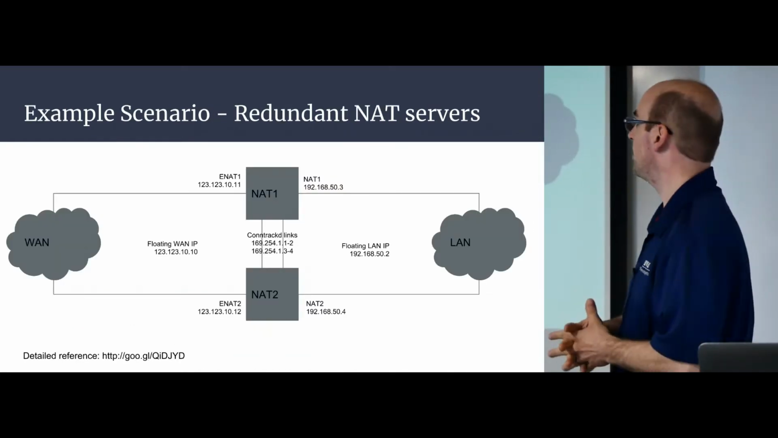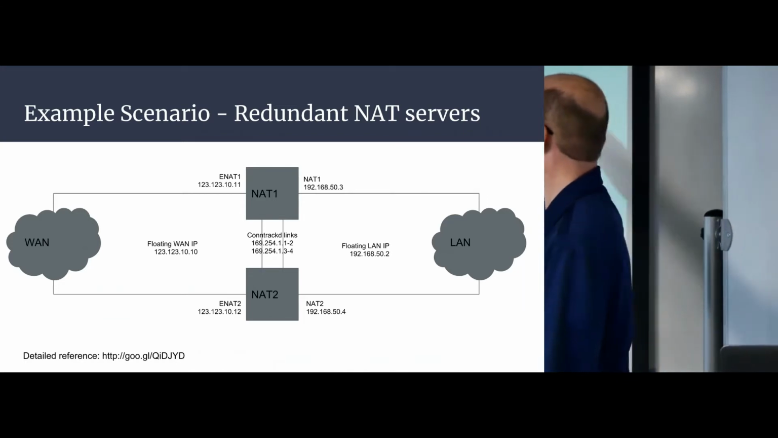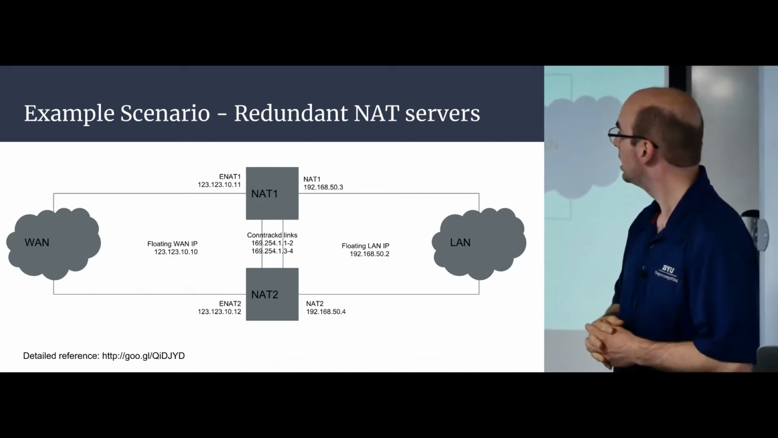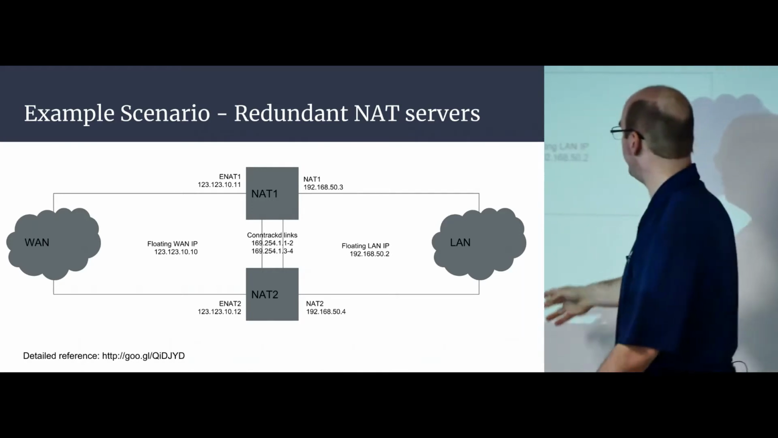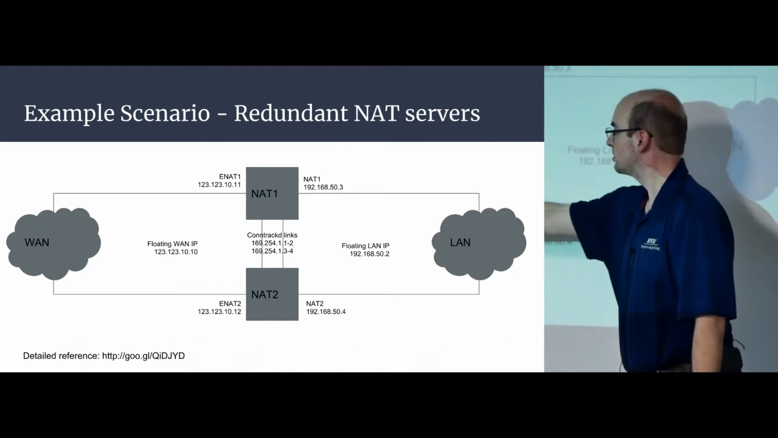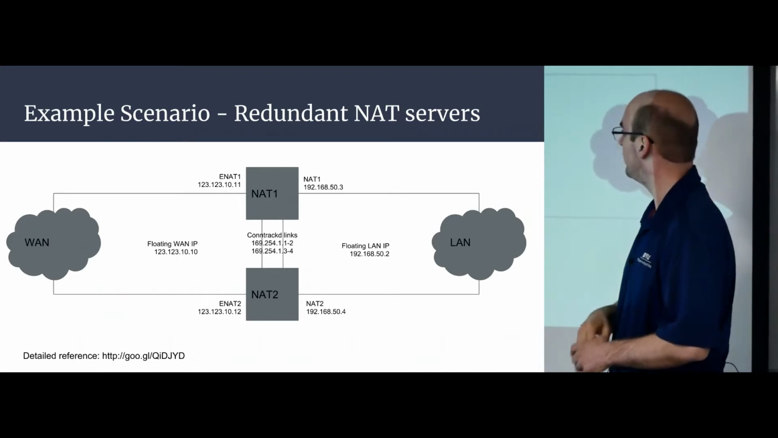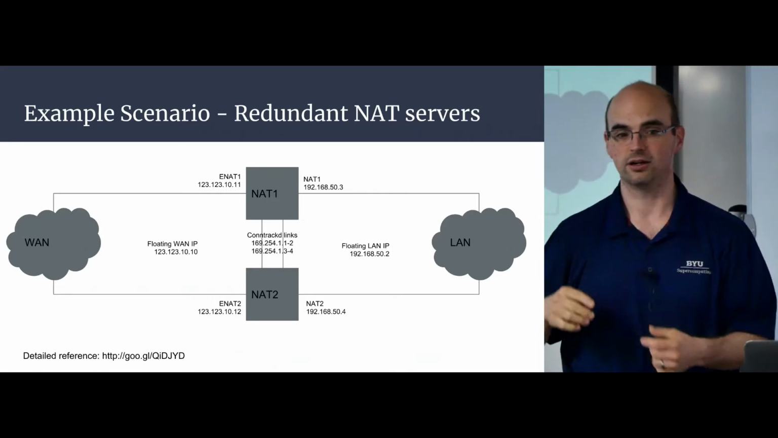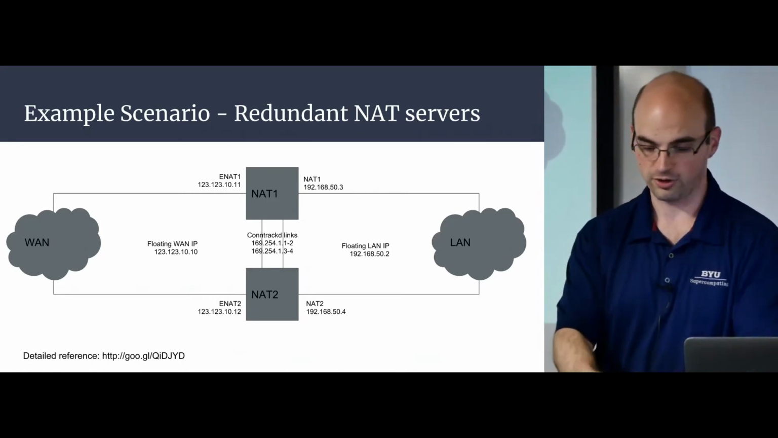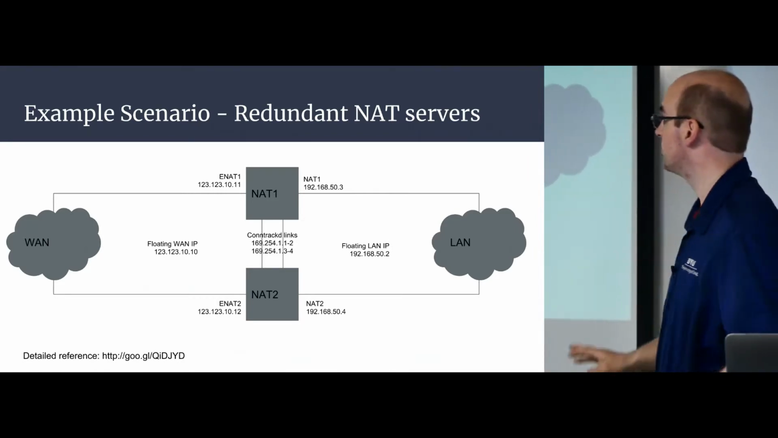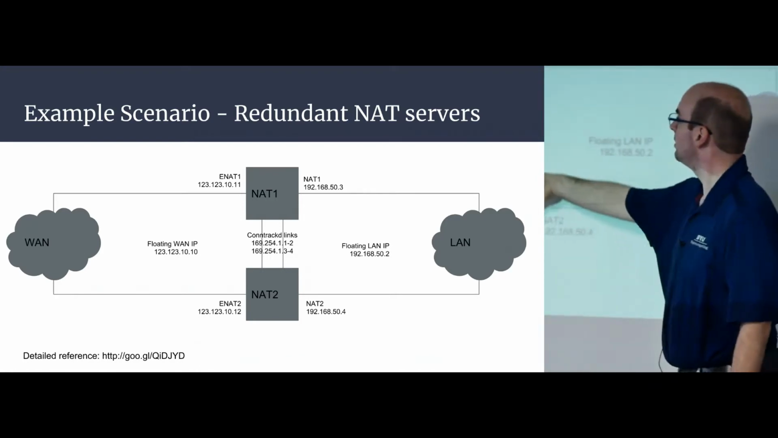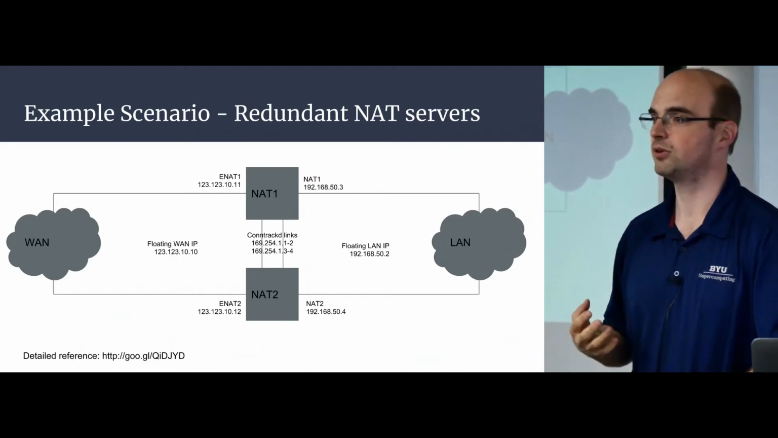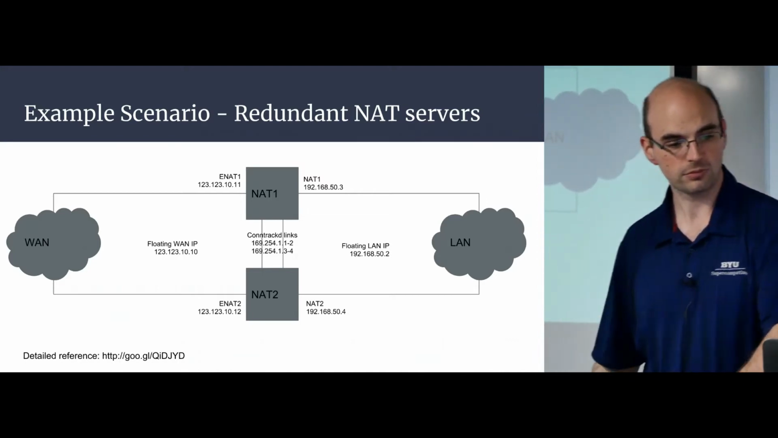So this is our example scenario. We have a LAN, we have a WAN, we have two NAT servers. In this case, they are hardware servers and not virtual machines for performance reasons. They each have a fixed address on the internal and external subnets, and there's a floating address both on the internal and external subnet. And those two float together through this VRRP protocol. Now, we're going to get to the details of this in a minute, but we also have set up some direct links between them so that they can share their state tables through that conntrackd mechanism.